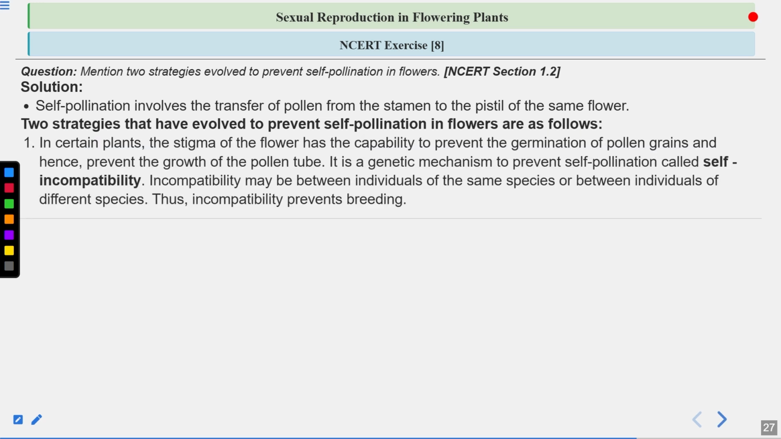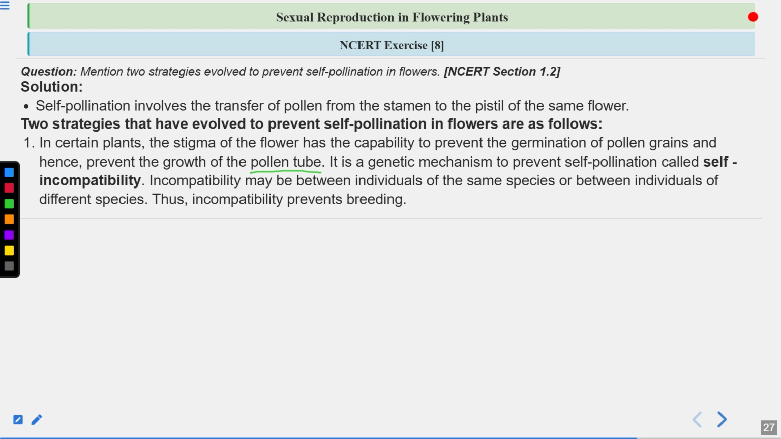First point, in certain plants, the stigma of the flower has the capability to prevent the germination of pollen grains and hence prevent the growth of the pollen tube. Okay? The stigma of the flower has the capacity to prevent the germination of pollen grain. They do not allow the pollen grain to germinate on the stigma and hence prevent the growth of the pollen tube. So if there is no germination, then how could the pollen tube come out, right? So it is a genetic mechanism to prevent the self-pollination and it is called self-incompatibility.